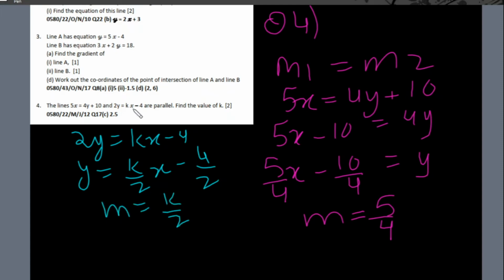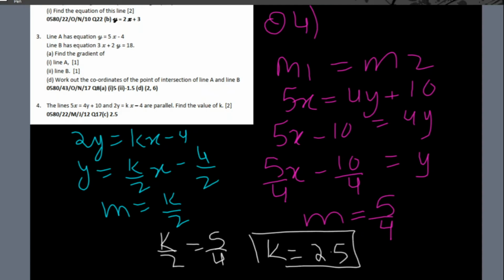Since both lines are parallel, their slopes should be equal. So we'll write k over 2 equals 5 over 4, which gives us k equals 5 by 2, which is 2.5. This is the final answer. So you need to equate both the slopes because the lines are parallel. And to find the value of slope, first you need to write the equation in the form y equals mx plus c.